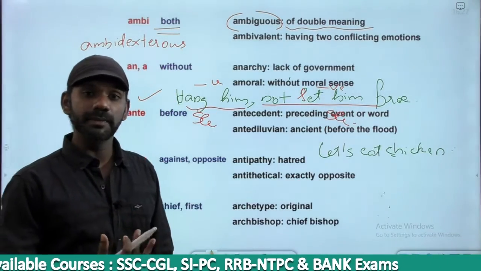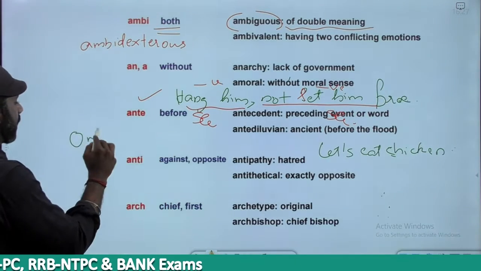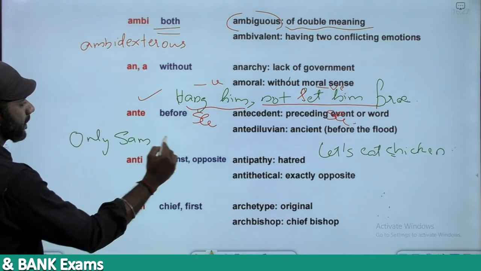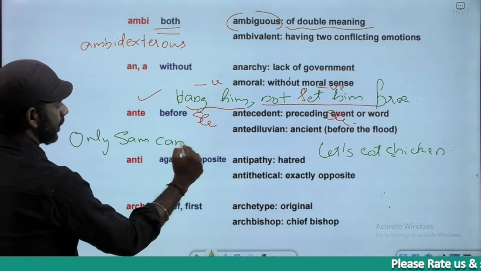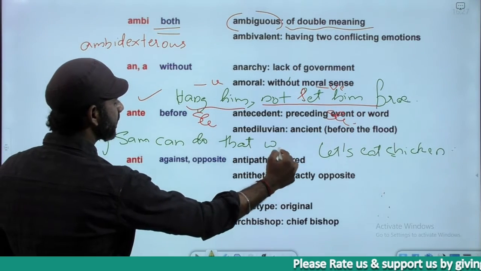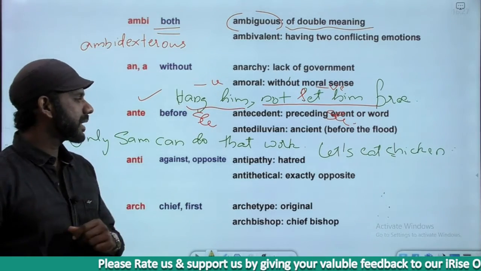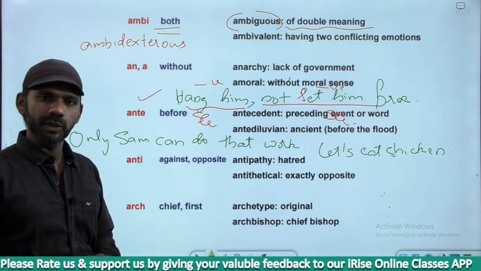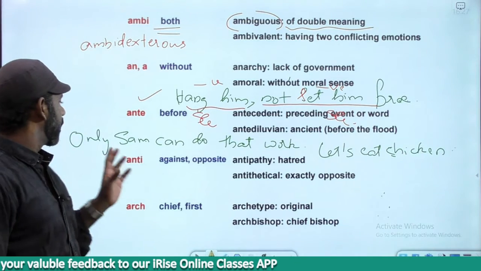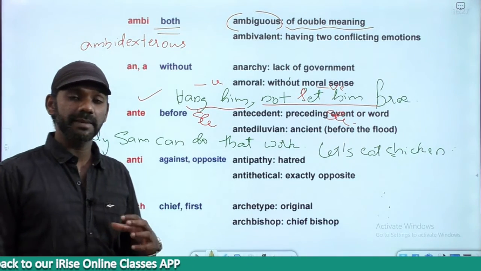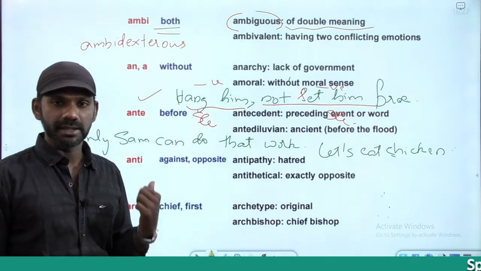Similarly, word order also matters a lot. Word order, in the sense, if I go for a statement like, only Sam can do that work. We have discussed word order in detail in the topic modifiers. Only Sam can do that work. Am I praising him or putting him down? If I'm praising him, the charge must be positive. If I'm putting him down, the charge must be negative. Only Sam can do that work means Sam is the only person who can do that work. No one else can do that work. I'm praising him, the charge is positive.